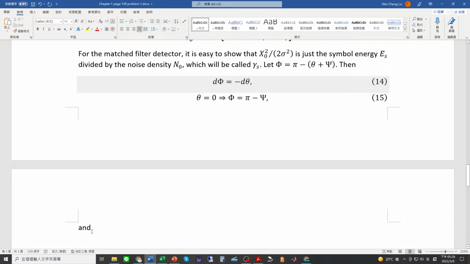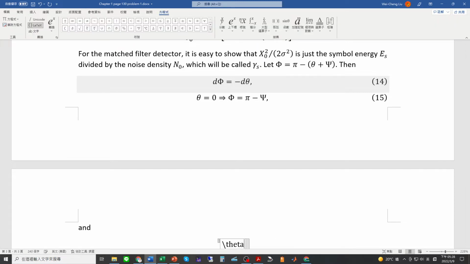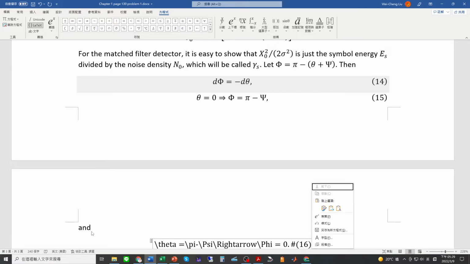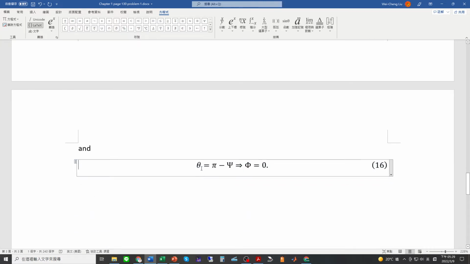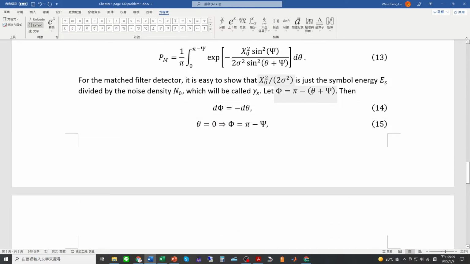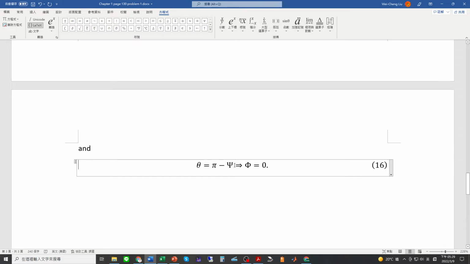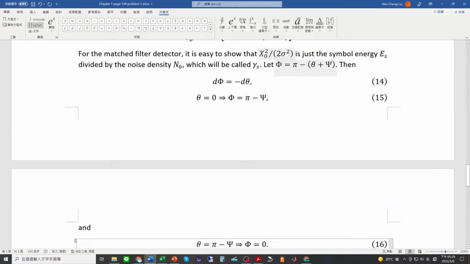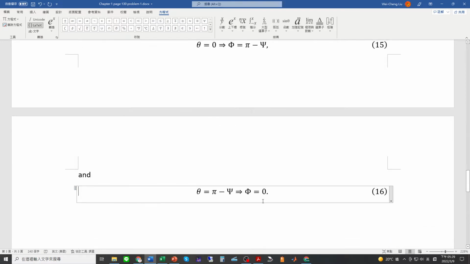Okay, and theta is equal to pi minus psi implies that phi is equal to 0, because when theta is equal to pi minus psi, this is equal to pi, and then pi minus pi is equal to 0, and minus psi plus psi is equal to 0.